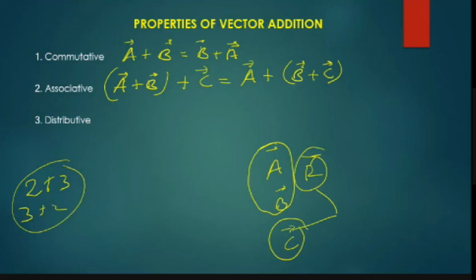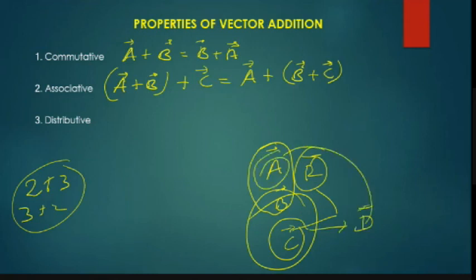Clear? Or what is the other method? First you add B and C. Then you will get some resultant D. That resultant you would add with A. Then you will get the net value. So you can follow any method. If three vectors are given or four vectors are given, first you can add any two vectors and you will get a resultant. That resultant you add with the third vector, you will get the net resultant. That is the meaning of associative property.